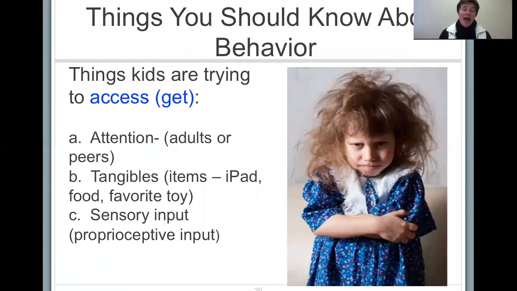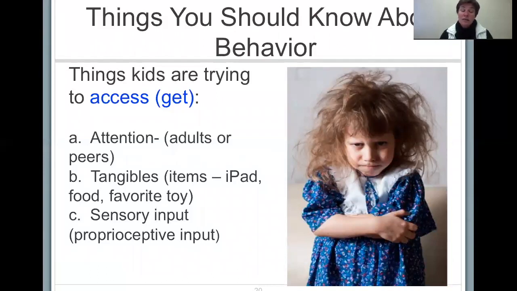We use the word access when we describe a student's efforts to try and get something. They may be trying to access attention, tangibles, or sensory input. A student might want to get attention from their peers and will be the class clown in order to do so. They might want attention from an adult and will raise their hand so insistently that the teacher calls on them.